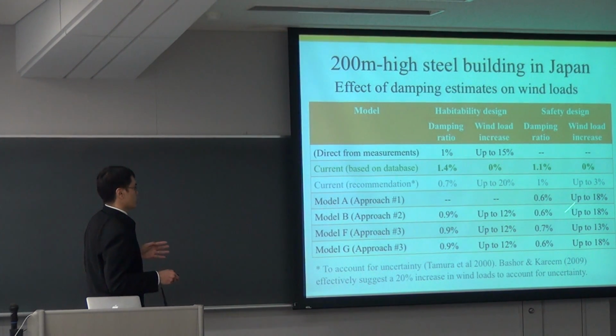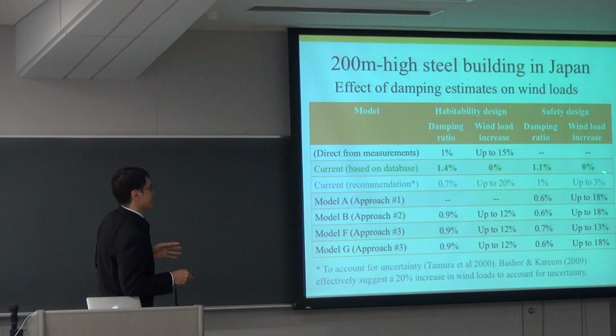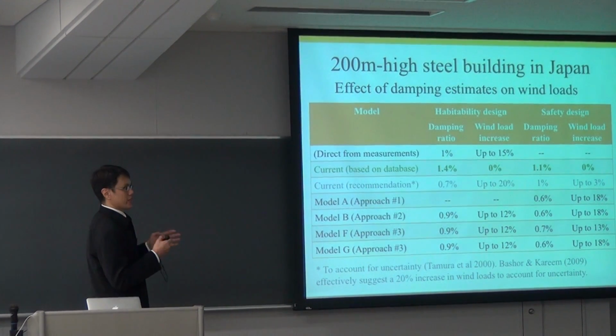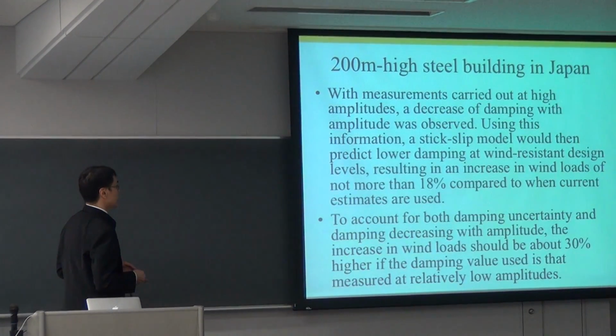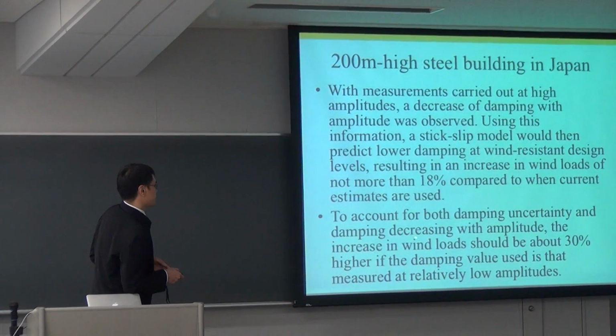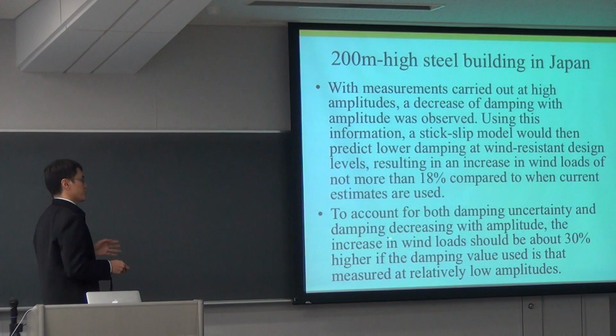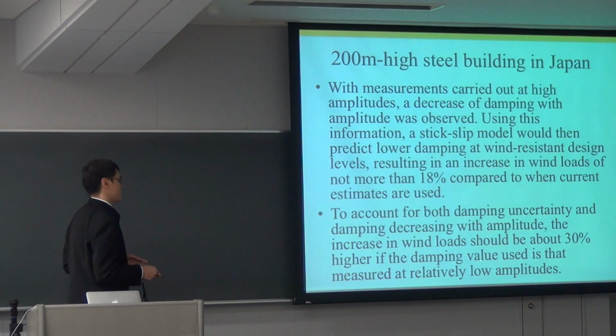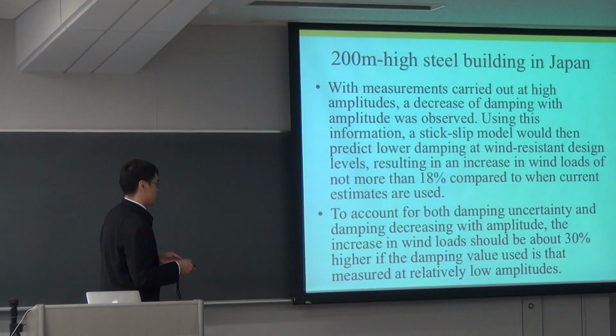Basically, the conclusion I have is that the wind loads could increase by as high as 20% when that decrease in damping is considered. And so, if we account for both damping uncertainty and damping decrease with amplitude, the increase in wind loads would be around 30% higher compared to using the current model.